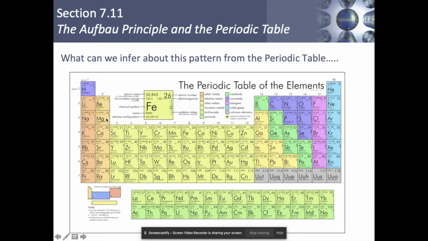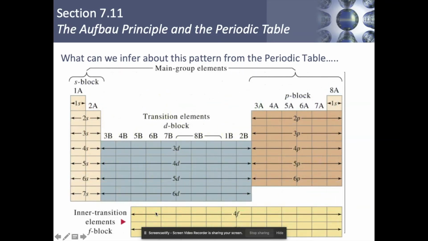Well, remember, in s orbitals, I can fit 2 electrons. In p orbitals, I can fit 6 electrons. In d orbitals, I can fit 10 electrons. In f orbitals, I can fit 14 electrons. So not only is the periodic table organized by the number of protons, it's also organized by the number of electrons. And the shape that we get is actually related to the electrons in the orbitals for those particular elements.